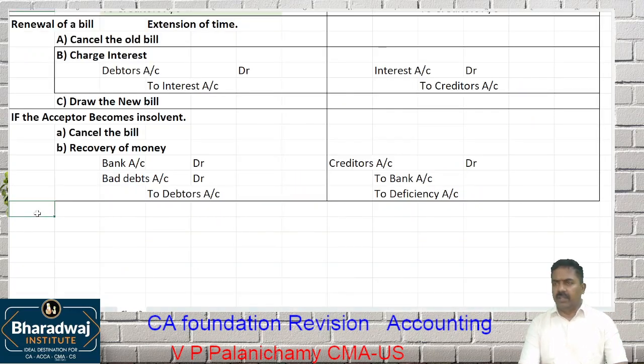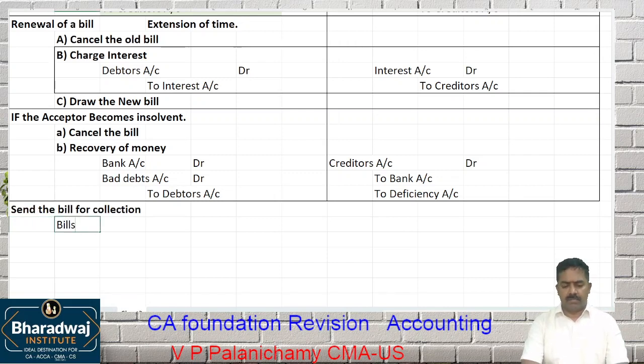Remember, some more thing we learn. Okay. Suppose if you send the bill for collection, what is the entry you will pass? Bills for collection account debtor. We are just sending the bill to which account? Bills receivable account.